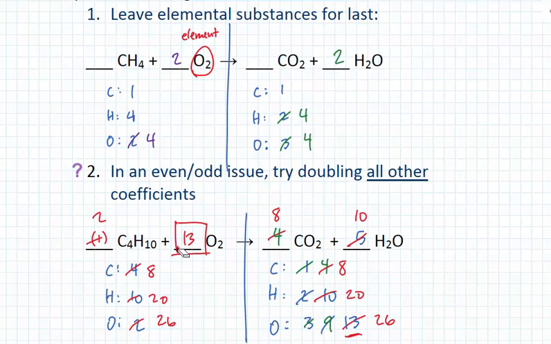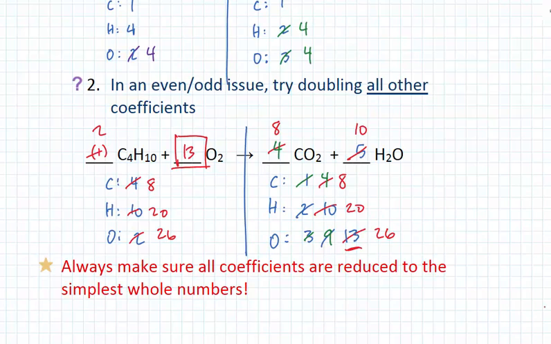We could have done that, but a properly balanced chemical equation has only whole numbers, so we would have had to multiply through the whole thing anyway to get them into whole numbers, so that's fine. So they're all whole numbers. Okay? Make sure all coefficients are reduced to the simplest whole numbers also.